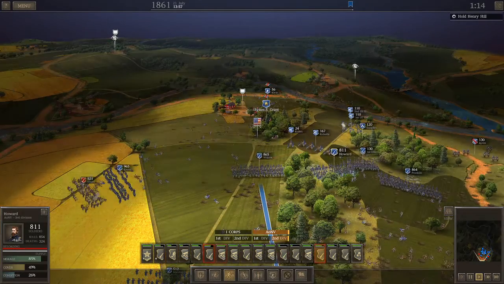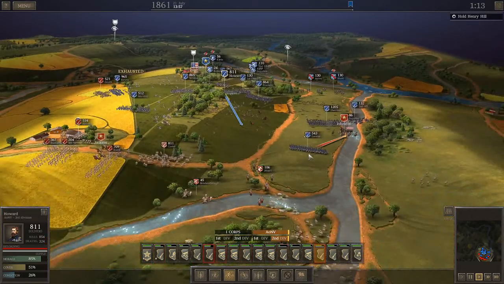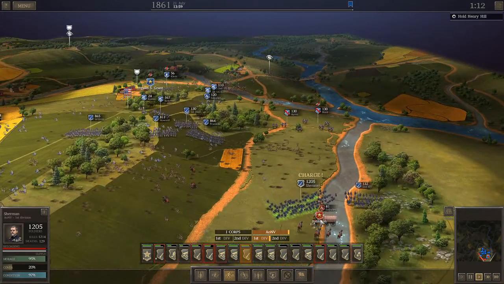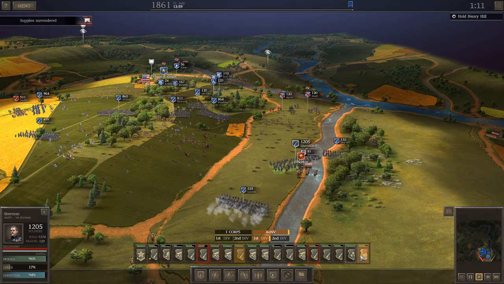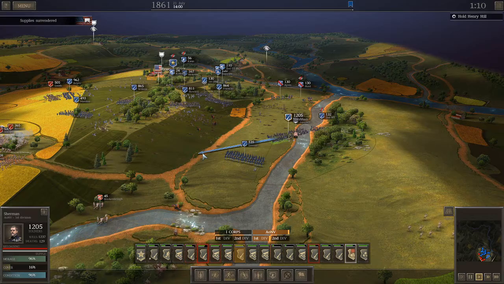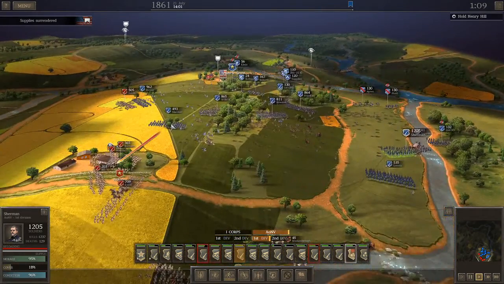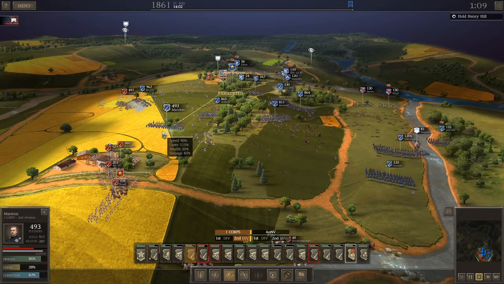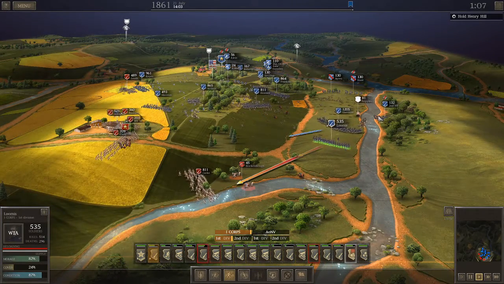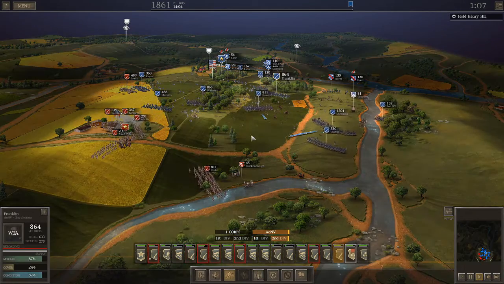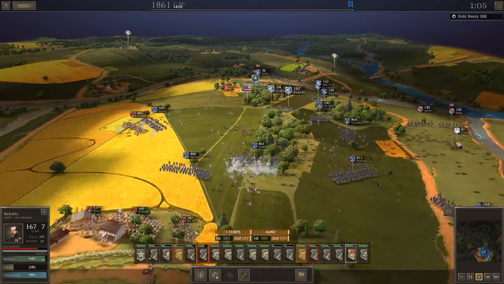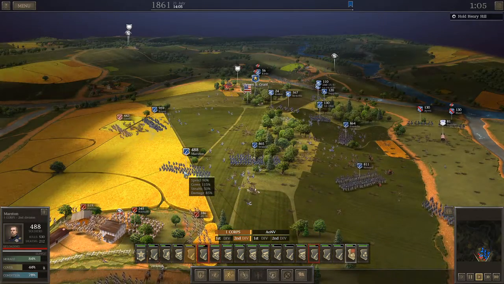Our best attack is a form of counterattack right now. We're going to see if we can capture Johnston. So we're going to set that one to withdraw. And it looks like we killed Johnston too. And now we get to do this. We're going to have a lot of captured guns at the end of this.